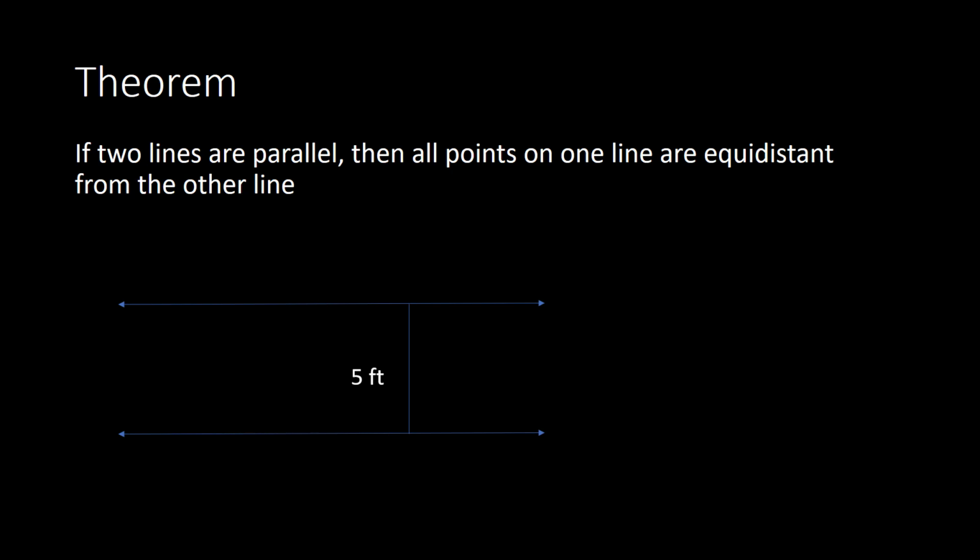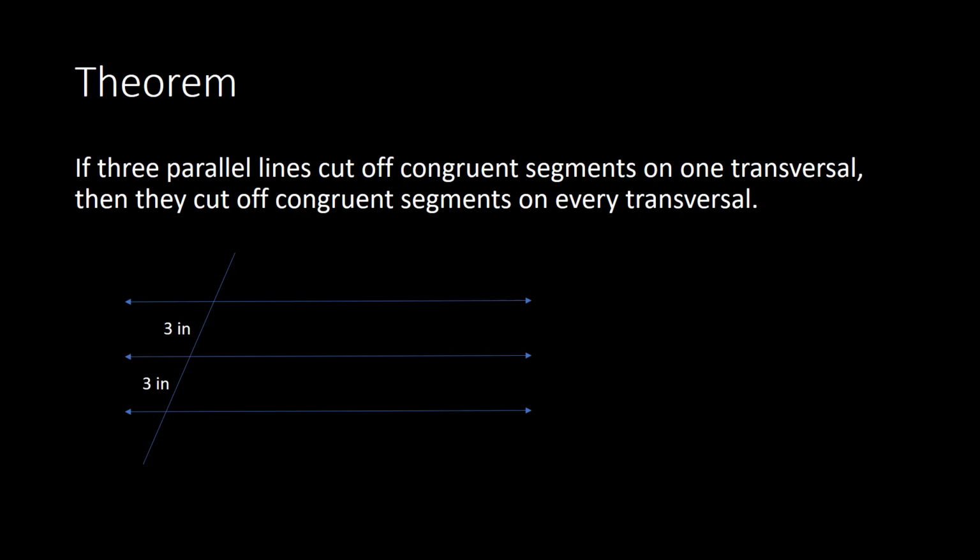The next theorem says that if three parallel lines cut off congruent segments on one transversal, then they cut off congruent segments on every transversal. So we see here that we have three parallel lines and then this line cutting through. Well, this line cutting through is creating segments that are both 3 inches in length. Well, if that is true, if we have congruent segments here and here, both are 3 inches, then any transversal that I create would also cut off congruent segments.